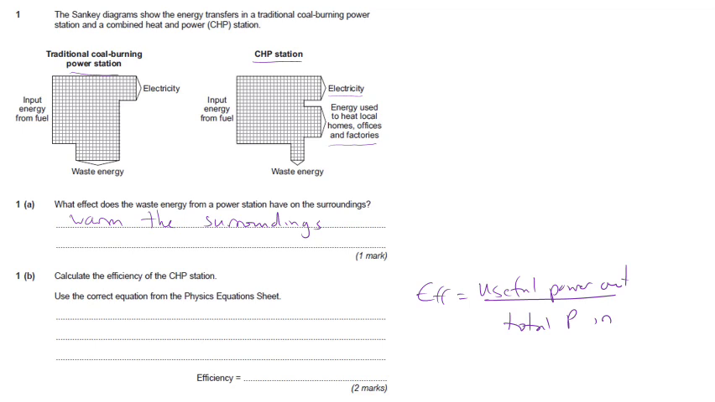Now, for the CHP station on the right, there are 20 squares on the left-hand side, and 7 of those squares are produced electricity, but also useful is the energy for heating. So that's a further 9 squares, which gives us 16. The waste energy here just takes up 4. So using the formula, useful power out, in this case 16, divided by the power in, which is 20, times 100%, gives an efficiency of 80%.